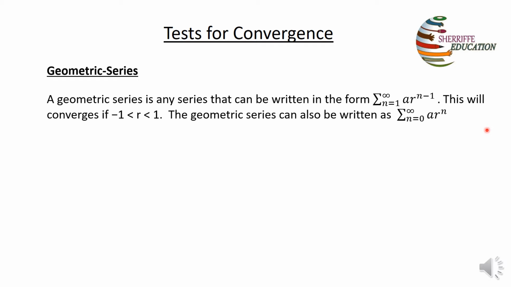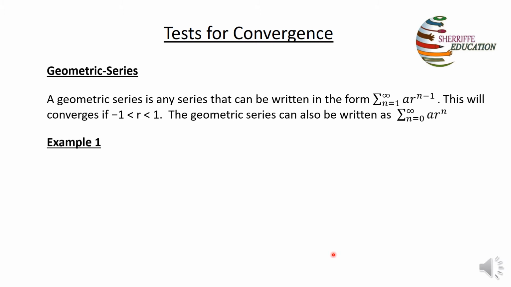Also, the geometric series can be written as the sum from n is equal to 0 to infinity of a, and then r is being raised to the n, so ar to the n. Now, just a note here, n is equal to 1 and we have r being raised to n minus 1, so n starts at 1 here, and when n starts at 0, then we have r simply being raised to n. Let's look at some examples.